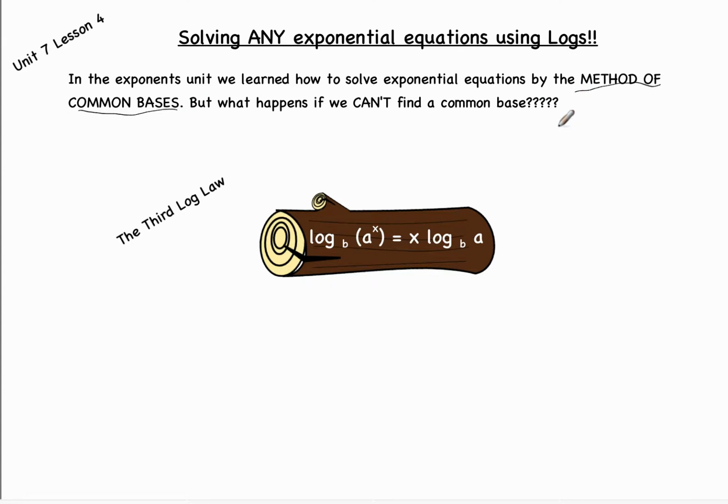But what happens if we can't find a common base? We then use what's called the third log law. You really don't have to know that name. You just have to understand how to use it. And of course, we'll show you that in a few seconds.